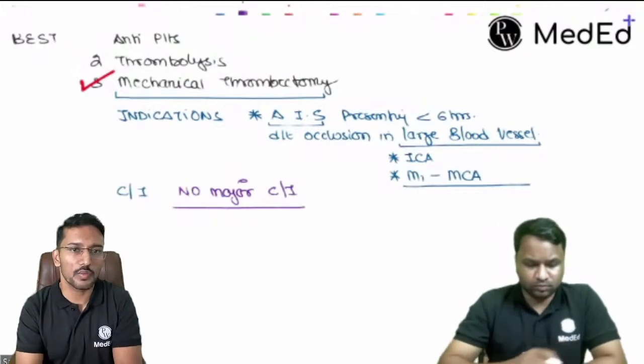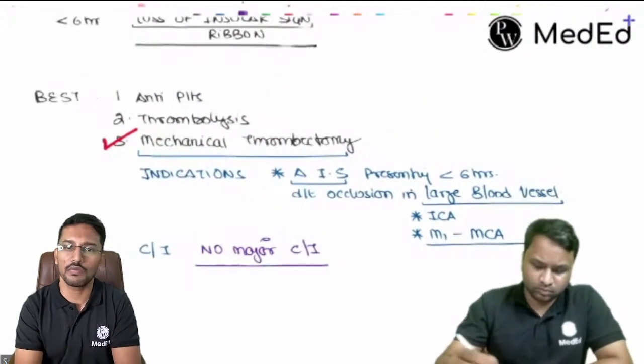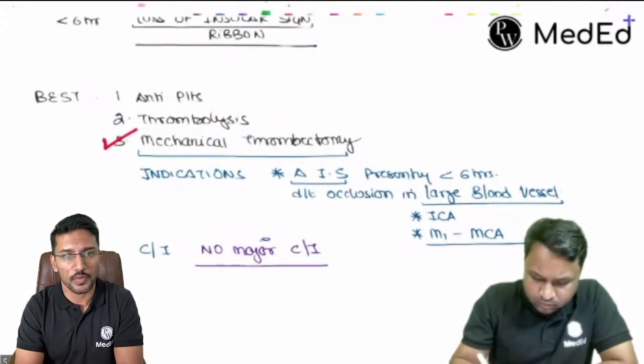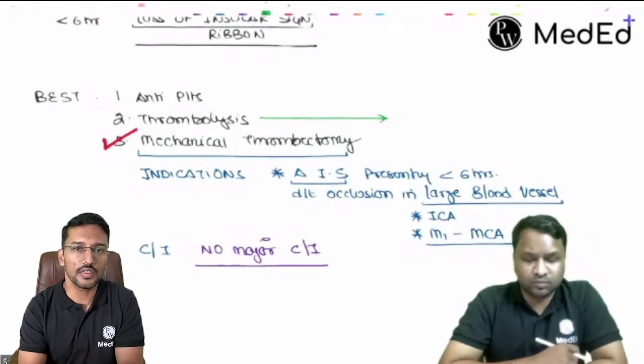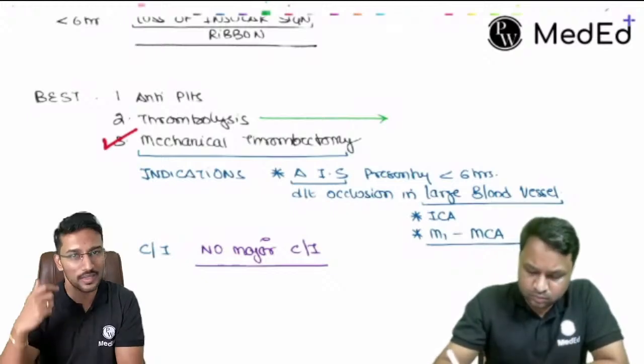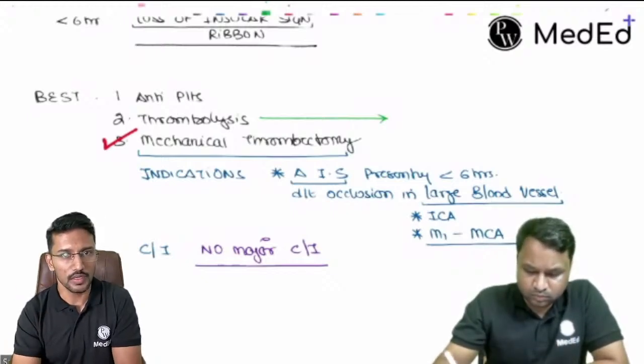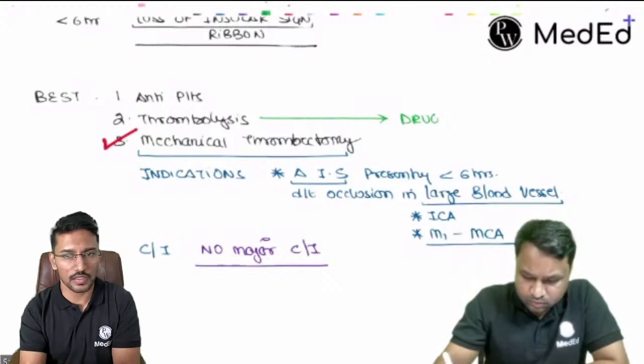Now, the next best approach is thrombolysis. That is the second best after mechanical thrombectomy. Now, what do we do in thrombolysis? What we do in thrombolysis is we inject the patient with drugs which can dissolve the fibrin. Fibrin plugs can be dissolved. That is what we do.